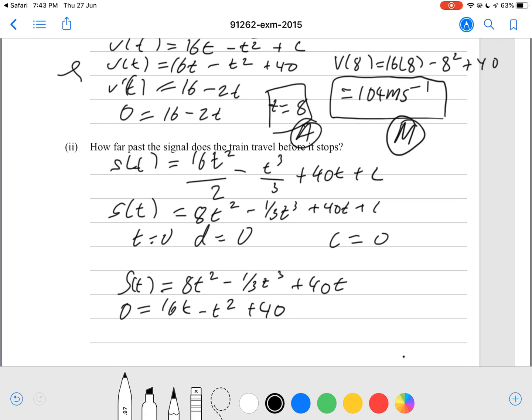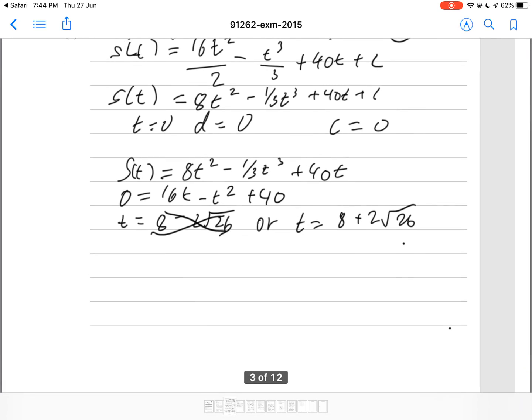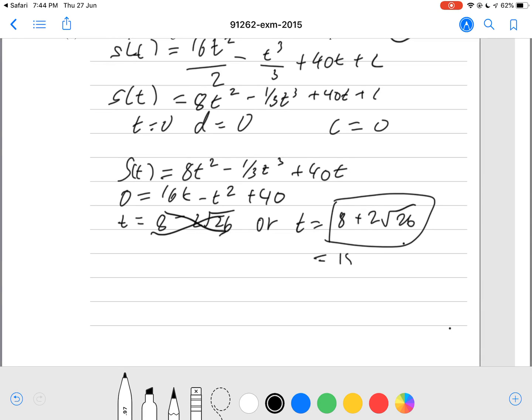Okay, so we should get our answer as t equals 8 minus 2 times the square root of 26, or t equals 8 plus 2 times the square root of 26. As you can see, the first answer is negative, so it can't be possible. So our t must be 8 plus 2 times the square root of 26. We just plug this in to find the numerical value. That should give you the time equals 18.2 seconds.